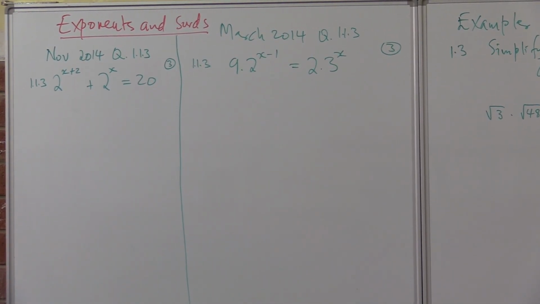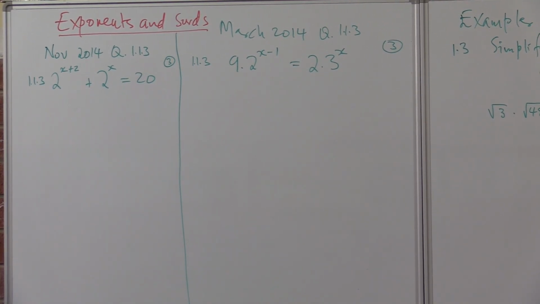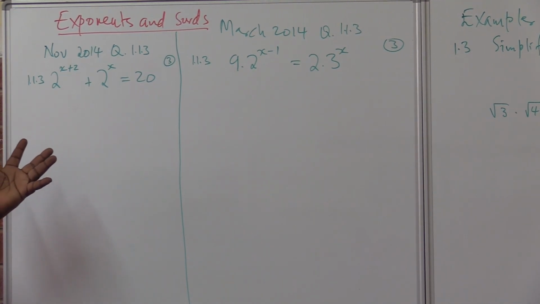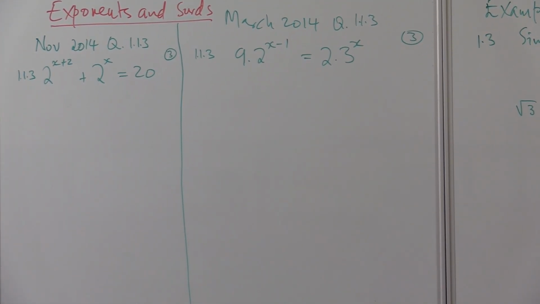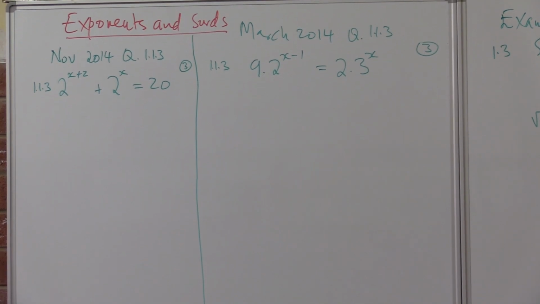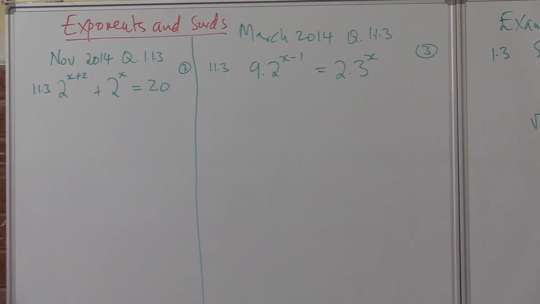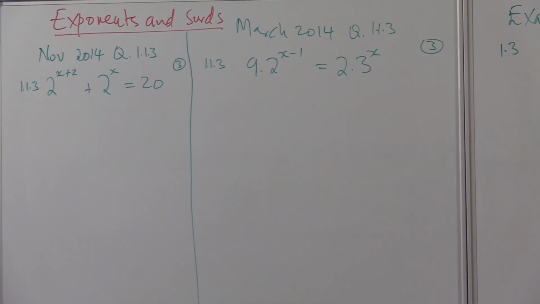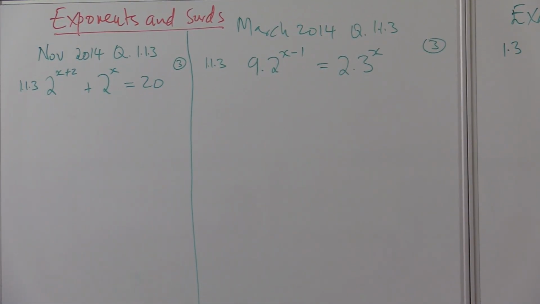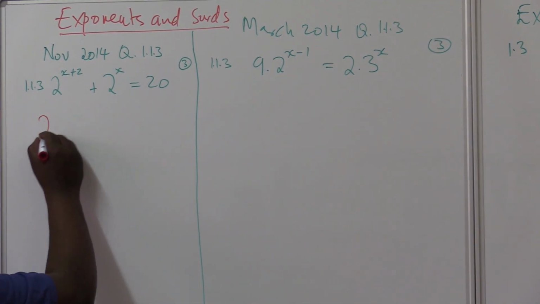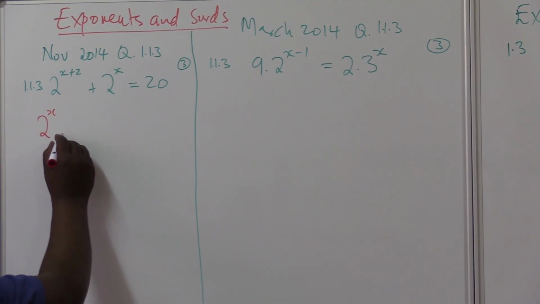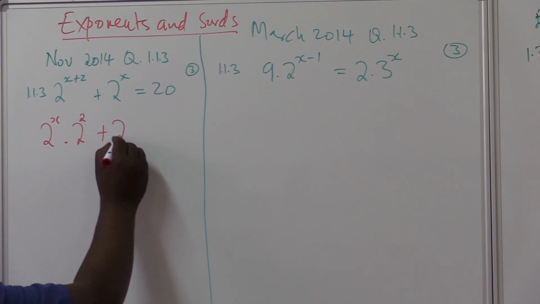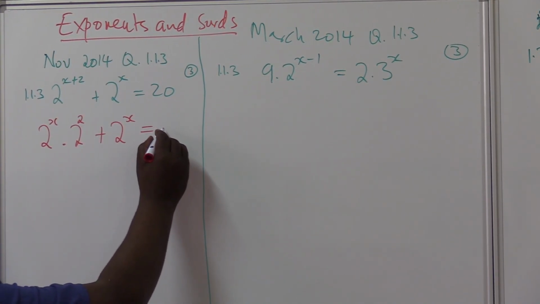How do I go about it? Remember, it's question 1. Use your eyes. When you look at this, I can see what we refer to as a common factor, 2 to the power x. In fact, if you go back to exponential laws, if we've got 2 to the power x plus 2, before this, it was in this form: 2 to the power x times 2 to the power 2 plus 2 to the power x equals 20.